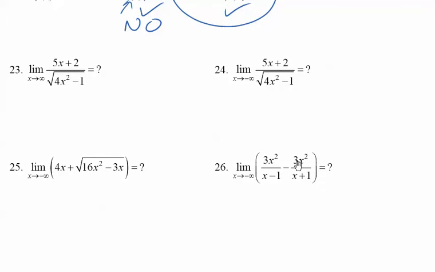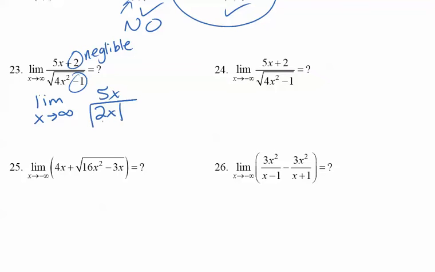All right, in 23, here we know that if x goes to infinity, the 2 and the -1 become negligible. Think about x becoming huge. So we could say that this is approximately equal, not exactly, but again, the square root of 4x squared, as long as you write absolute values there so that you check out the signs. And as x becomes huge, the ratio here would become 5/2 because both would be positive when we're going to positive infinity.